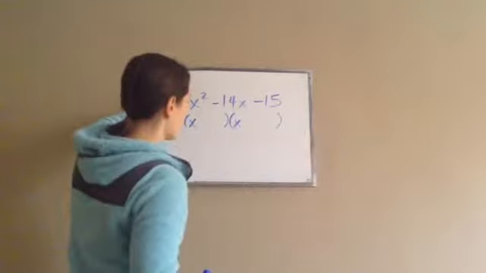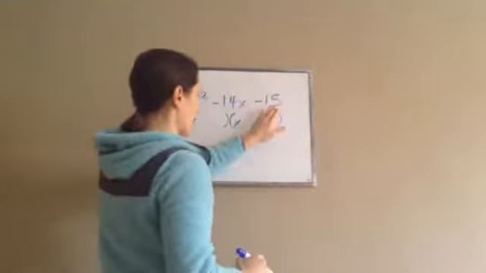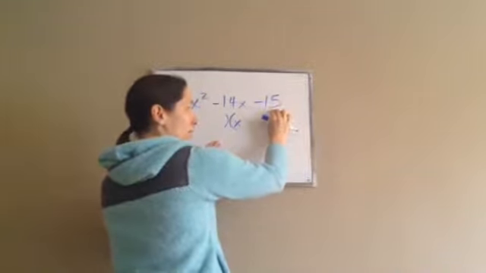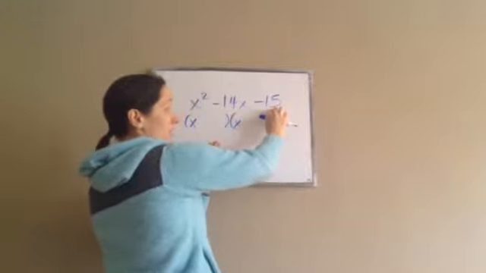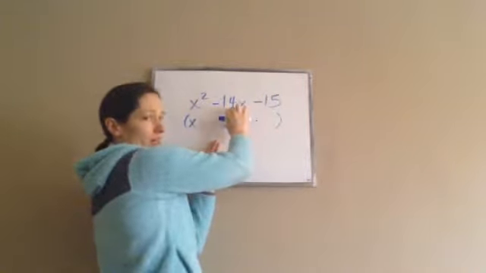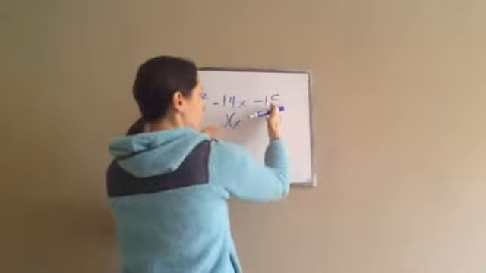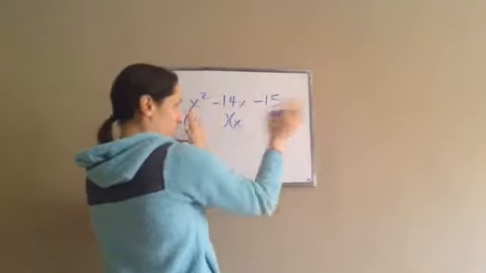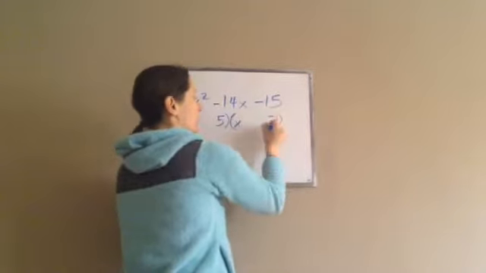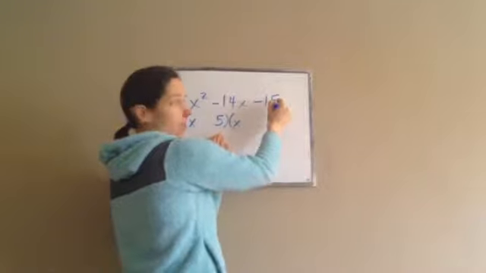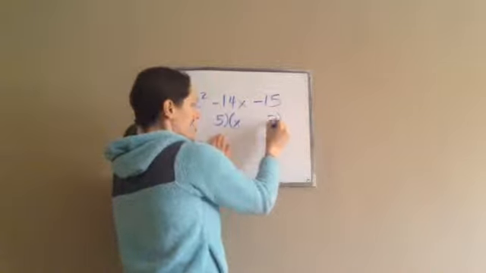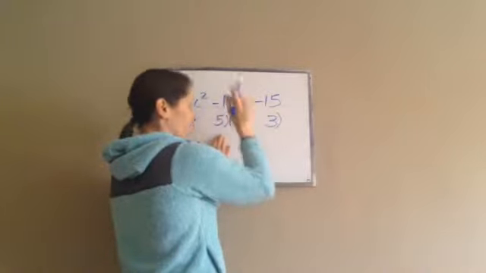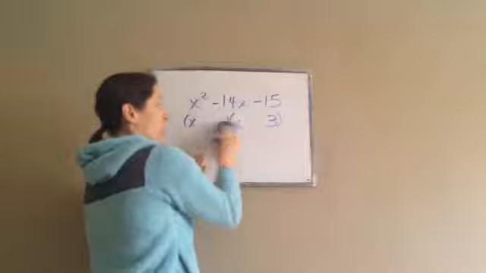Now, the next thing I want to look at is the ending one, okay? And I want to ask myself, what times what would equal 15, but then when it is added or subtracted would equal 14? So stay with me. What if I said 5 times 3? 5 times 3 gives me 15. But if I added 5 plus 3, would it give me 14? No. If I did 5 minus 3, would it give me 14? No. So 5 and 3 do not work.